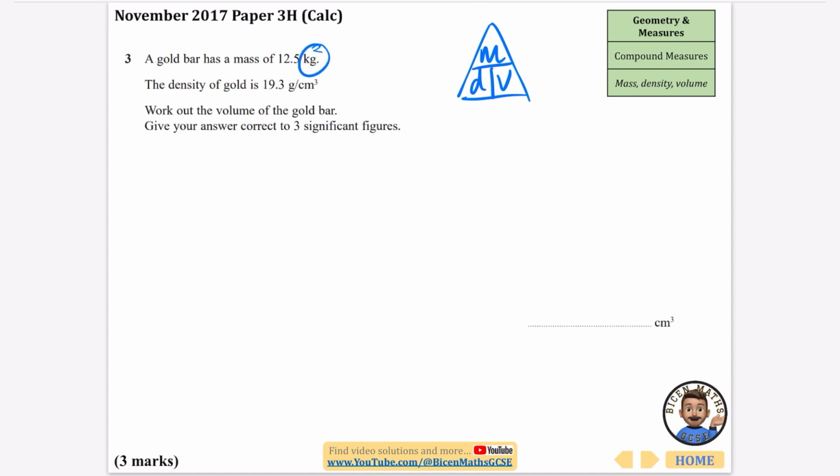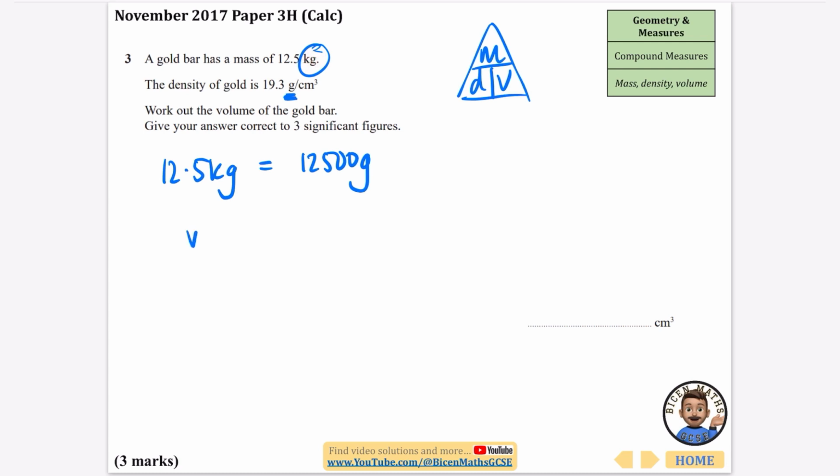Notice though, this is in kilograms, so we need to convert it to grams. 12.5 kilograms, if you times it by 1,000, you get 12,500 grams. The reason I have to change it to grams is because density is in grams per centimeters cubed, which means I need the mass to also be in grams.